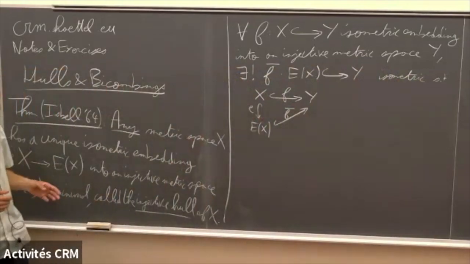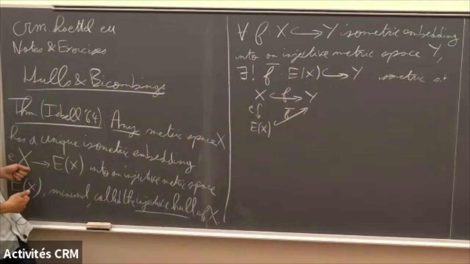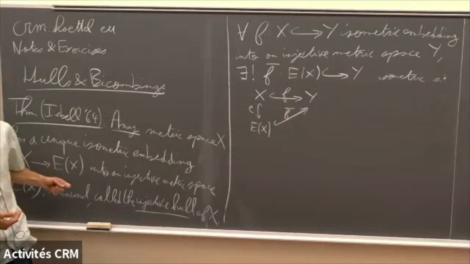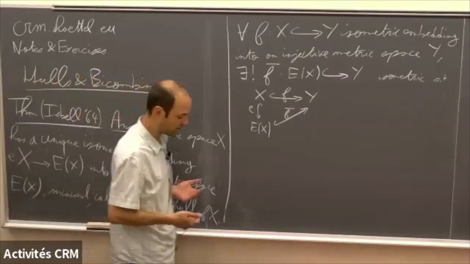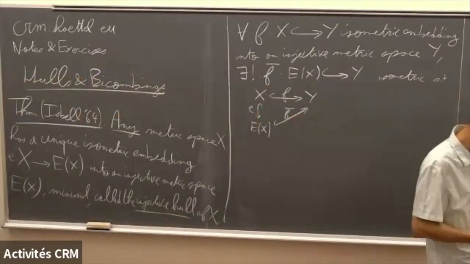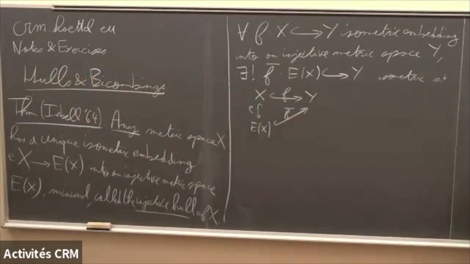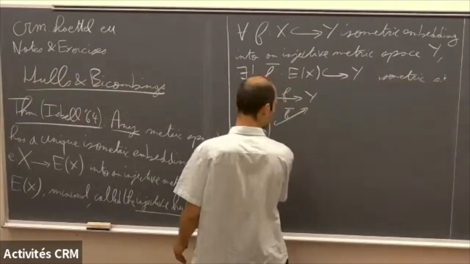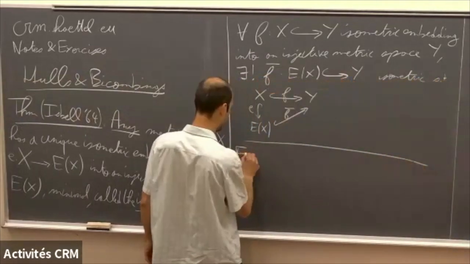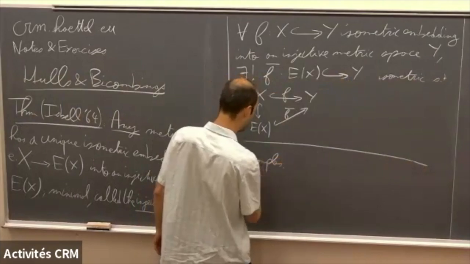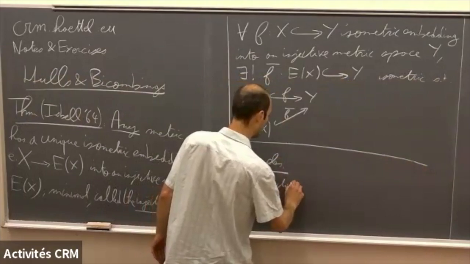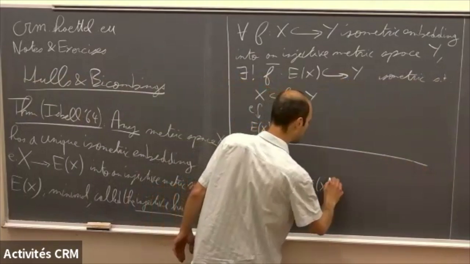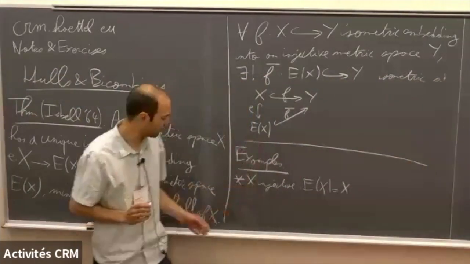And it's not just the space that's unique, it comes with the embedding. So with this kind of property, you may ask, what is the use for it? Well, first of all, let's just see what it is in very simple and concrete examples. First, a stupid remark: if X is injective, then its injective hull is X.